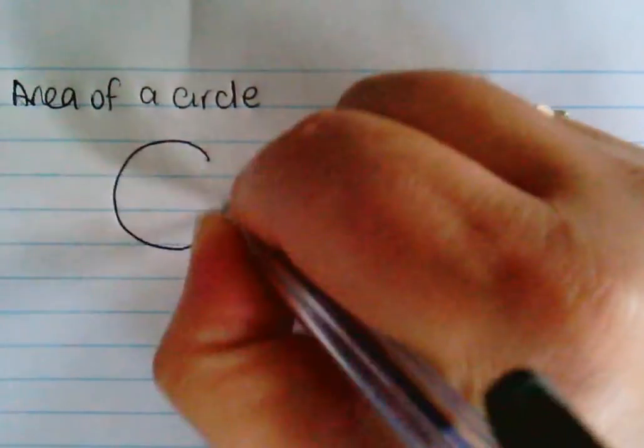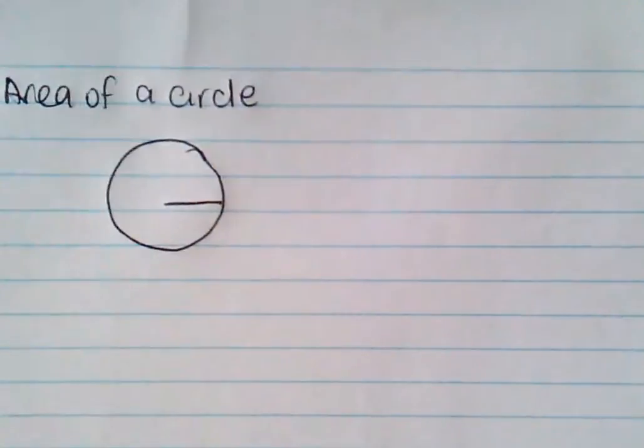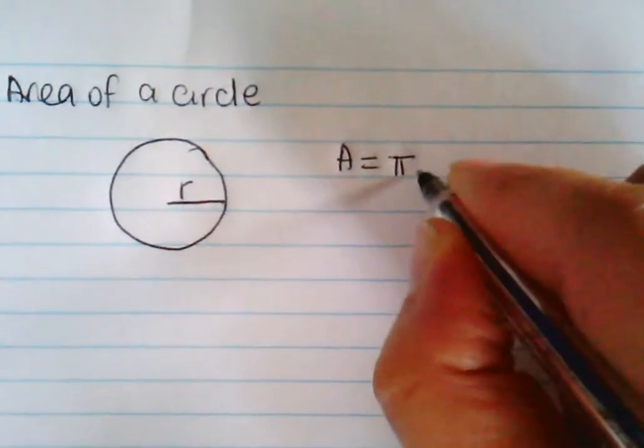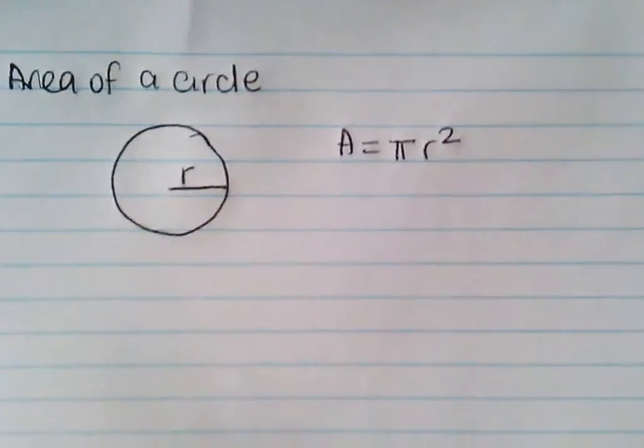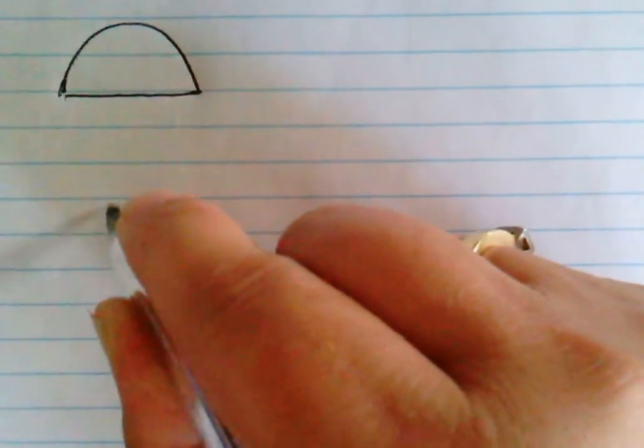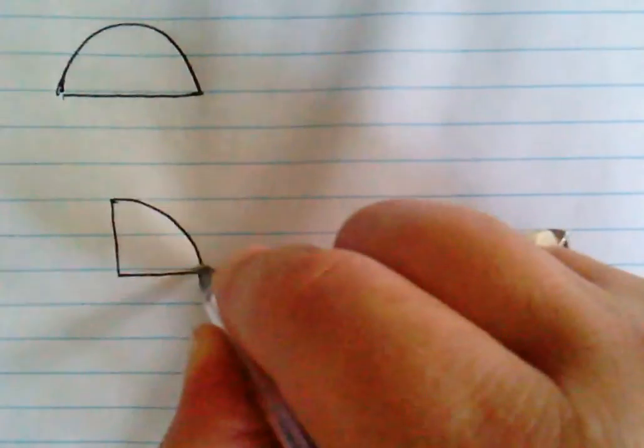Okay, the area of a circle, what's the formula? Guys, what's the area of a circle? Area equals pi r squared. Okay, the area of a circle is pi r squared. I'm going to do a quarter of a circle, half a circle, and a quarter of a circle.